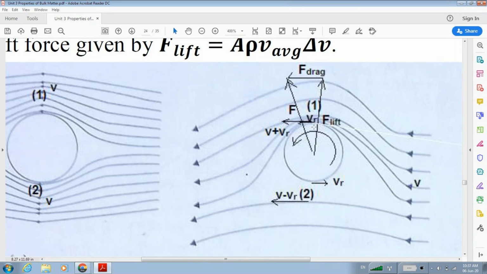So P1 is downwards, acting on the top of the ball, and P2 is acting at the bottom of the ball. So if you consider the force equations F1 and F2, F1 equals P1 A1, F2 equals P2 A2. So the resultant F direction comes like this. Here F1 is represented, you see here. So this is the resultant direction of the force, due to the variation in the velocities.